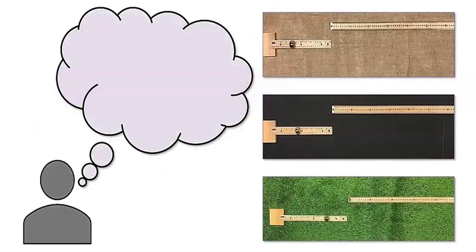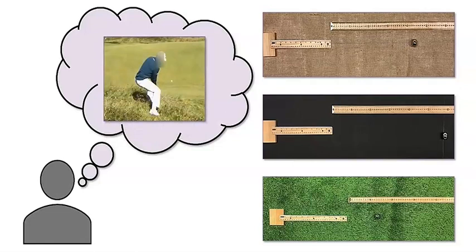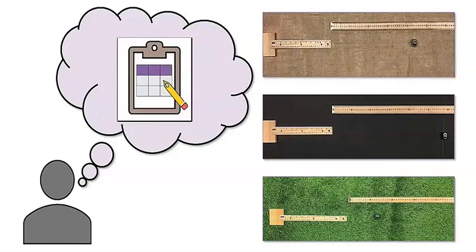Watching the ball roll on different surfaces reminds me of the golfer we watched at the beginning of the lesson. Golf would sure look different if people played it on burlap or rubber. We will analyze and interpret our data in our next lesson. Then we can decide how the different surfaces affect the motion of our ball and most likely a golf ball too.